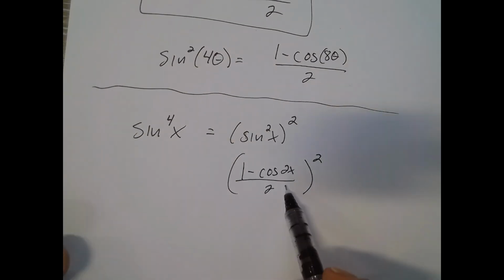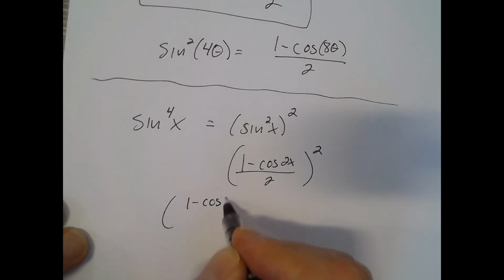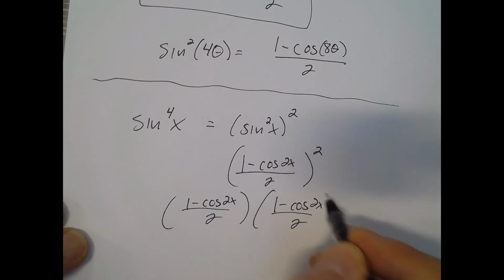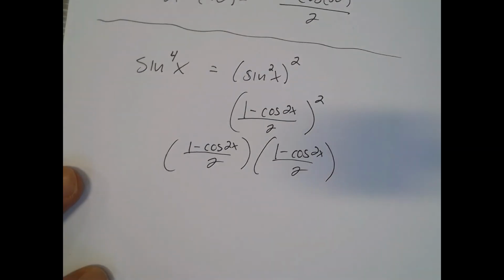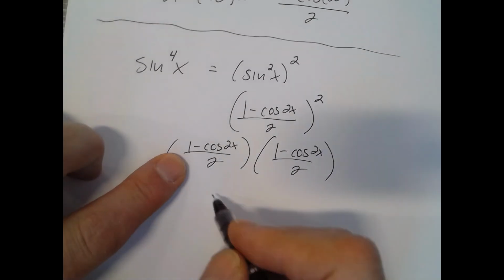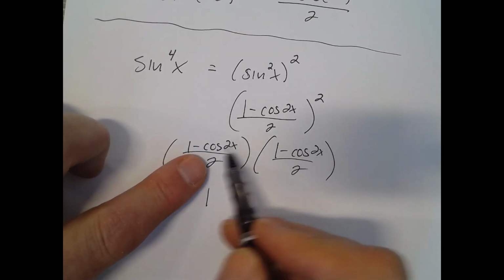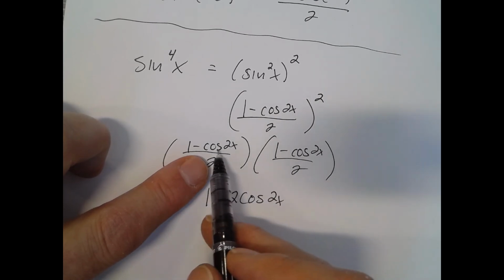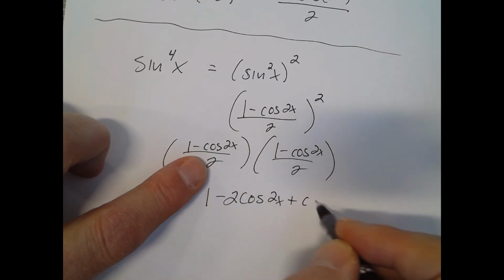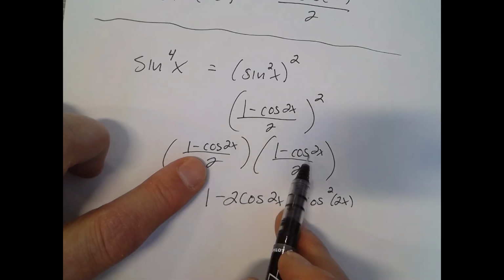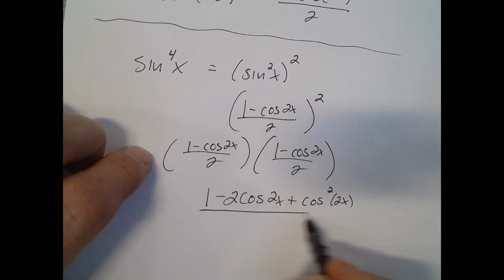We are squaring it. So it's 1 minus cosine 2x over 2 times 1 minus cosine of 2x over 2. So it's a fraction times a fraction. We multiply straight across. This times this, you FOIL, so it's 1 minus cosine 2x minus cosine 2x, so minus 2 cosines of 2x, and then plus a cosine squared of 2x. Negative cosine 2x times negative cosine 2x is this, all over 4.